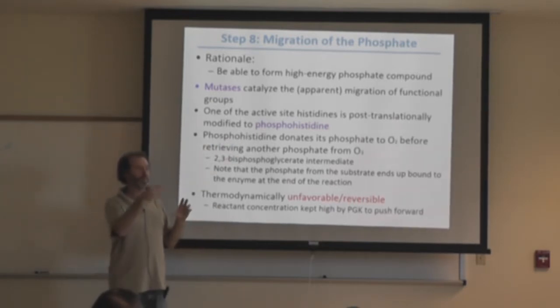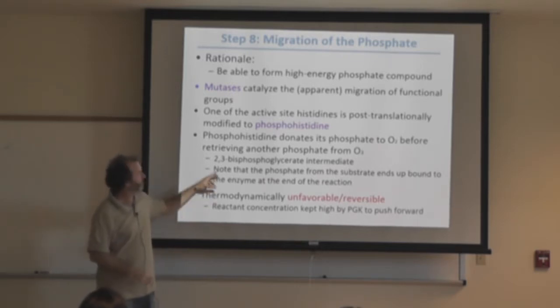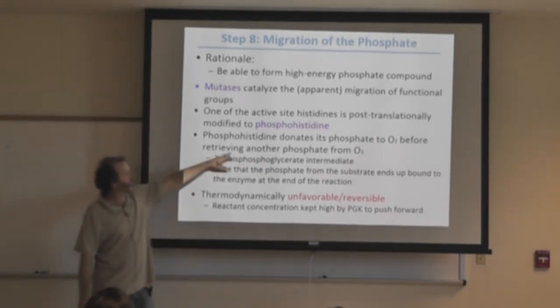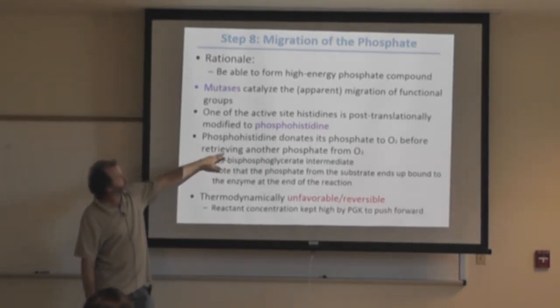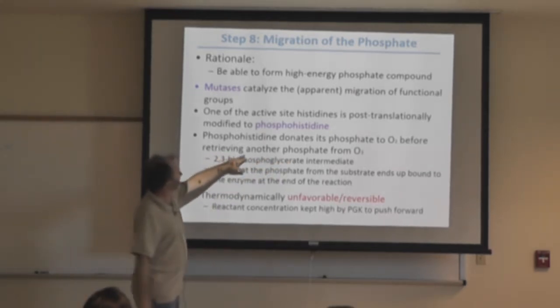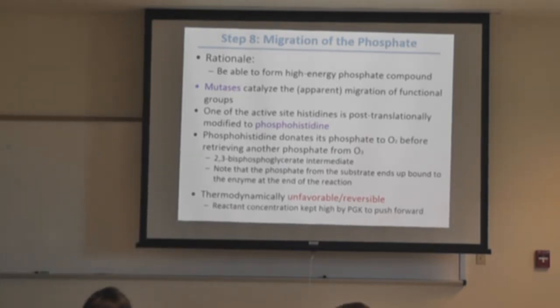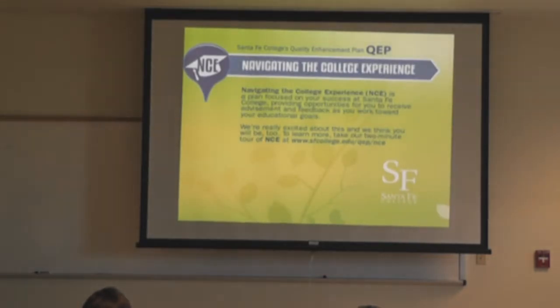So this enzyme already has a phosphohistidine there. And you'll see it's just exchanging that high energy phosphohistidine and adds it to one of the alcohol groups and then reverses that. We'll see. And phosphohistidine donates its phosphate to the O2 before retrieving another phosphate from O3. So there are 2 different sites on these histidines. And let me show you again. So this one we have the mechanism animation for.